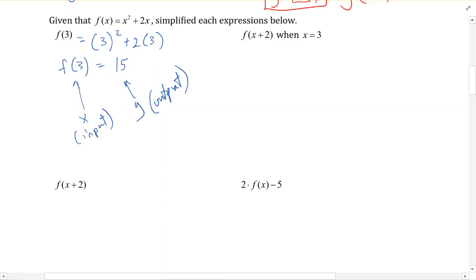Next question says f of x plus 2 when x is equal to 3. So we'll go ahead and turn x into 3 plus 2.